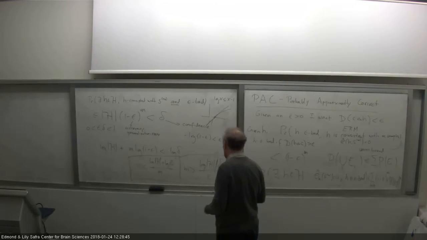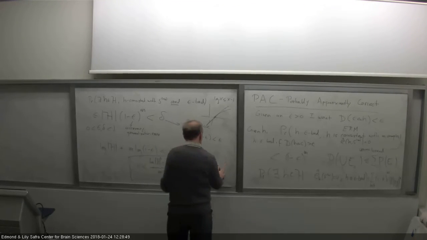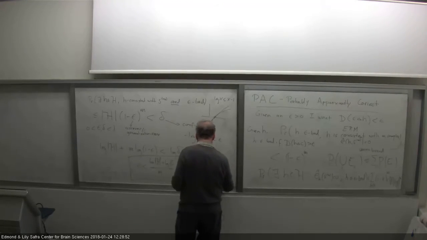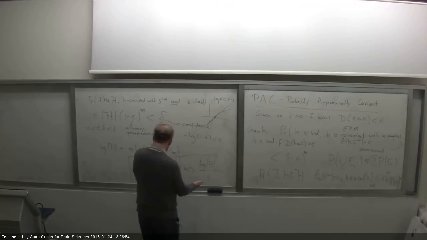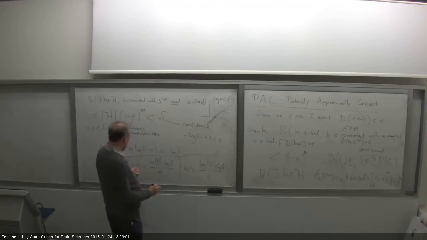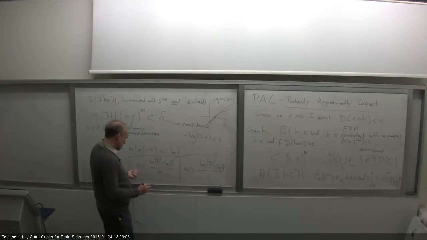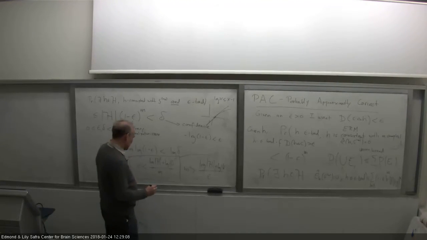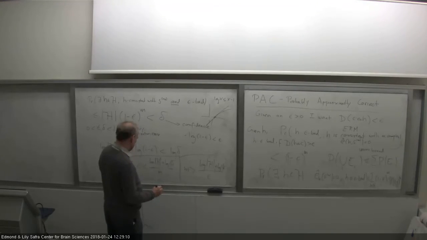No, this is the right inequality, but where am I wrong? I want M to be larger than something, not smaller than something. And here I want epsilon to be smaller. Both of them are positive.